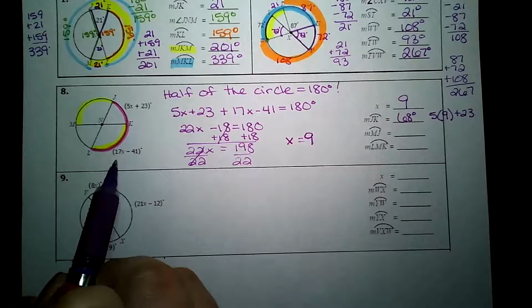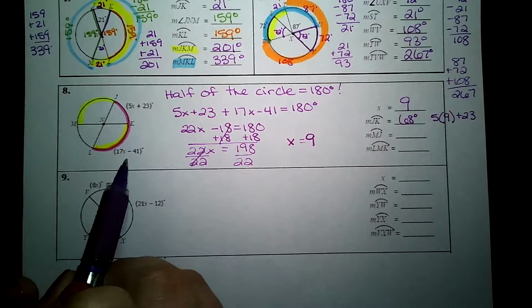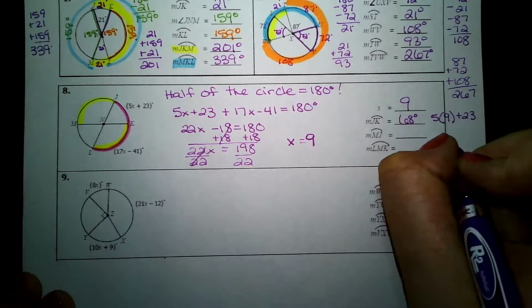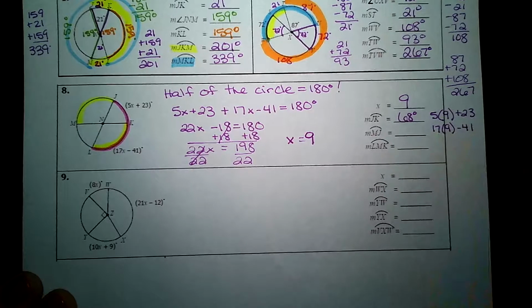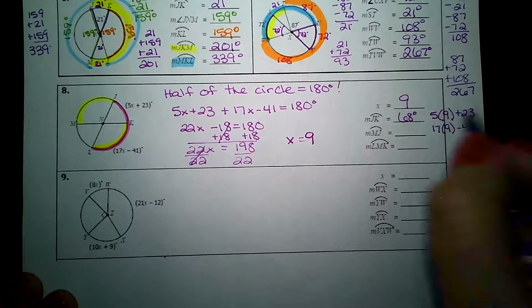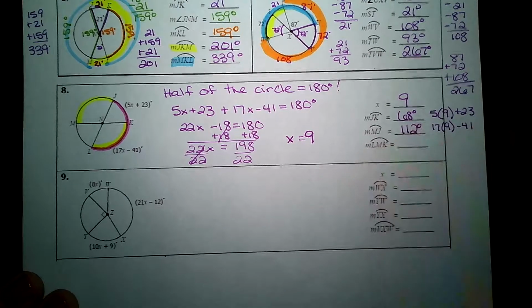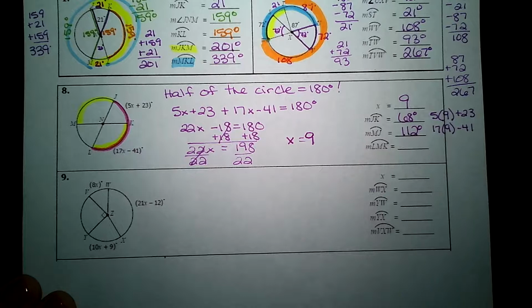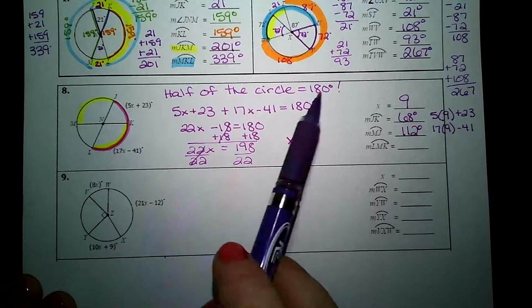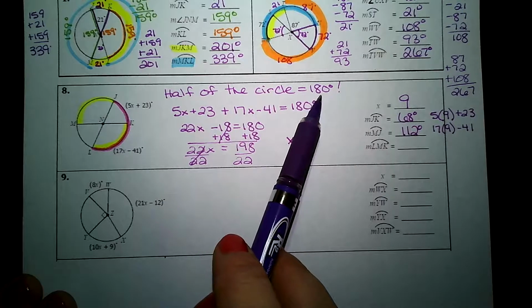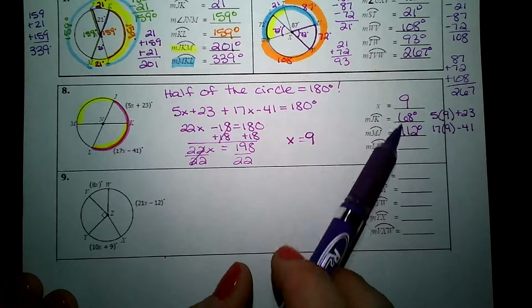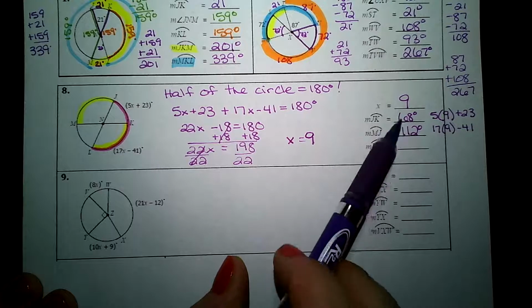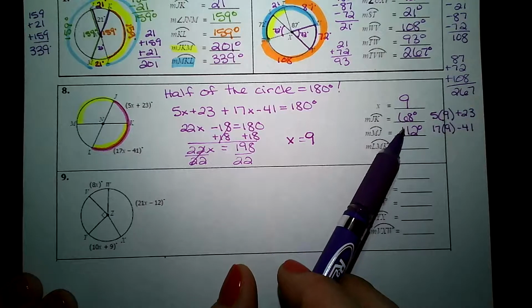So LK is represented by 17x minus 41, and we know that x is 9 degrees. So 17 times 9 minus 41. 17 times 9 minus 41 is 112 degrees. Maybe you're thinking that could be done another way, and you're right. We said that it was half of a circle, and half of a circle adds to 180 degrees. So 68 plus 112 is 180 degrees.